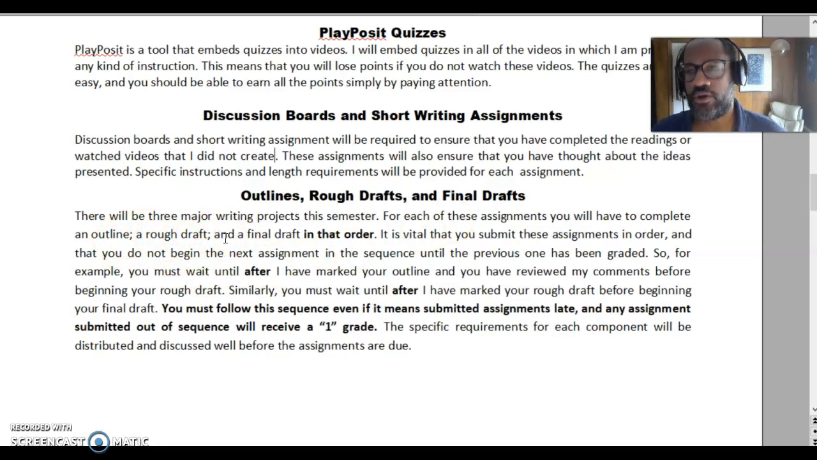draft, in that order. Part of what we're doing when we're writing is that I want to make sure that you are thinking about your writing. You're not just jumping in and writing something. I don't throw you in and say, here, write something, and then tell you, oh, you didn't do it well. I want you to build up to that. So we're going to have an outline, which is kind of a sketch of what you're going to be doing, and we'll talk about what that is. We'll have a rough draft and a final draft. They must come in that order.